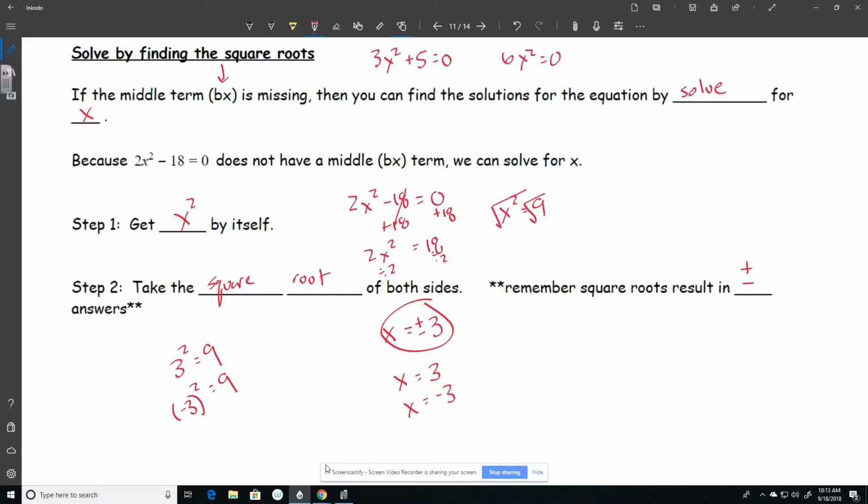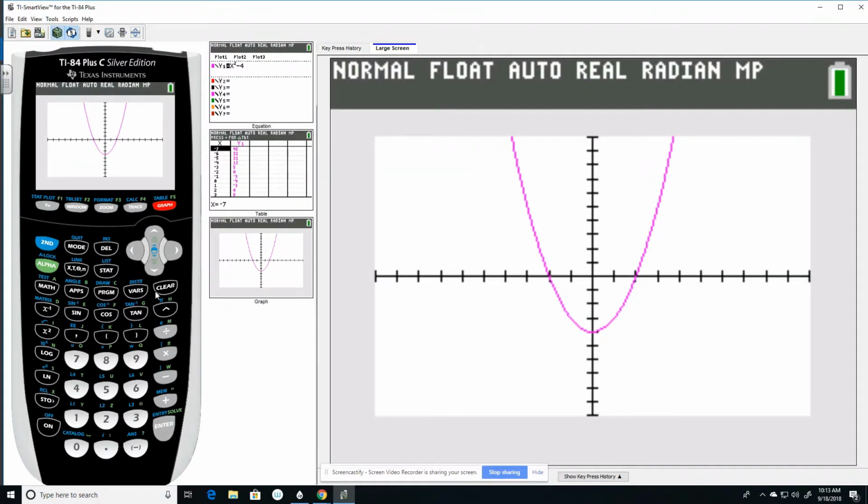Even if it's an ugly number, let's say we have x squared equals 104. And I have to take the square root of both sides. When I square root 104, let's actually do that here.